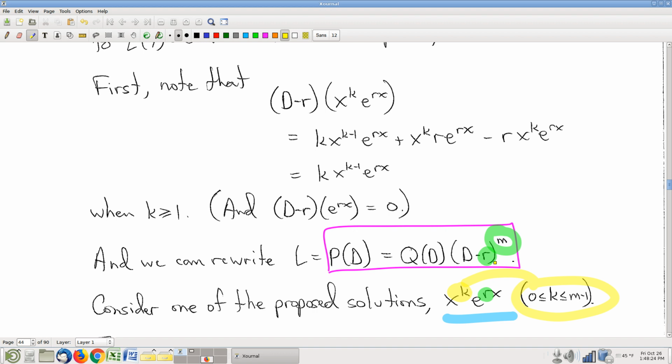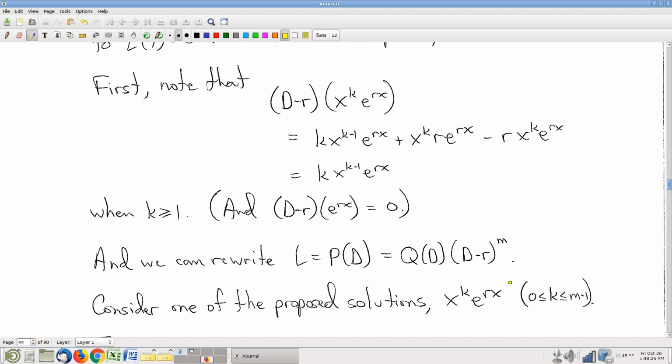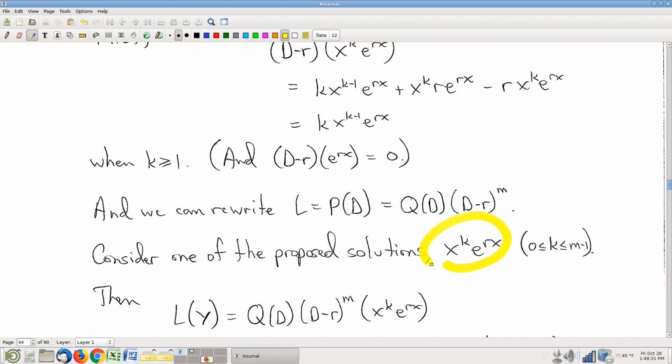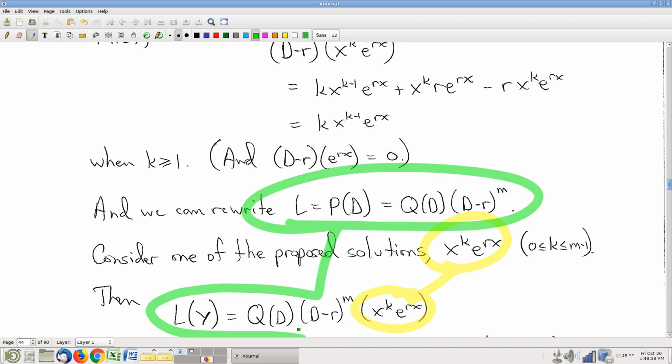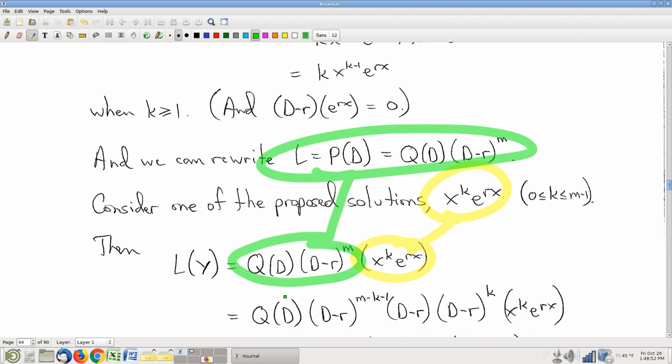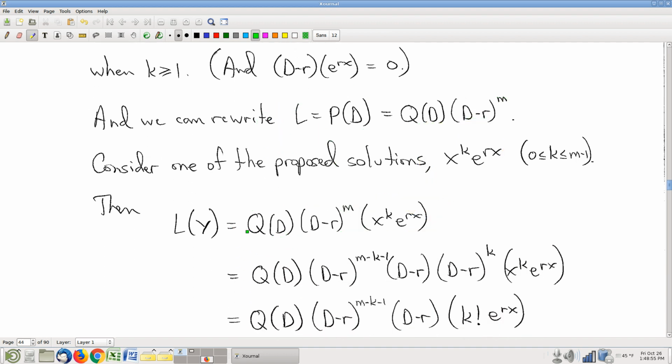And I'm going to prove this by explicit calculation, right? I'm going to take these solutions and I'm going to apply this operator L to those solutions. I'm just going to confirm directly that we get 0. So here we go. Now, keep in mind, k is less than m.